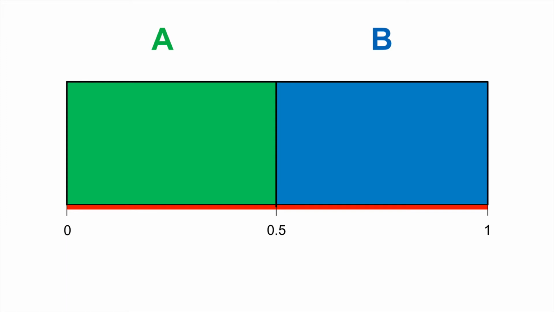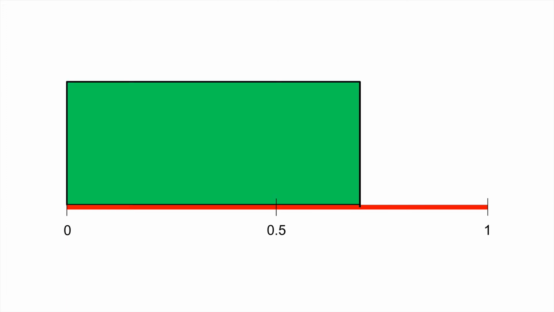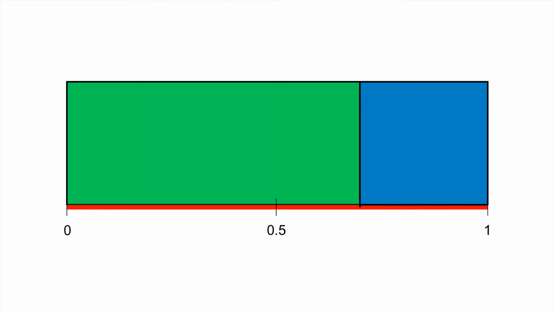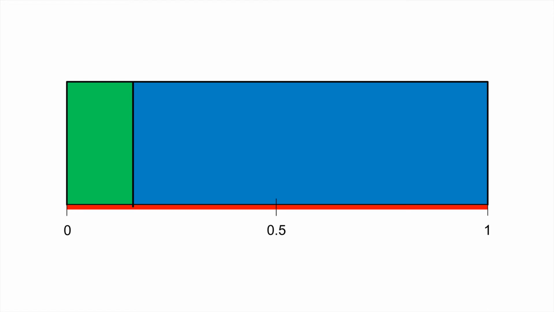If the proportion of type A individuals in the population is greater than the proportion of type B individuals in the population, then a randomly generated number should have an equally greater chance of representing type A than type B. Likewise, if the proportion of type A individuals is less than the proportion of type B individuals, then a randomly generated number should have an equally lower chance of representing type A than type B.